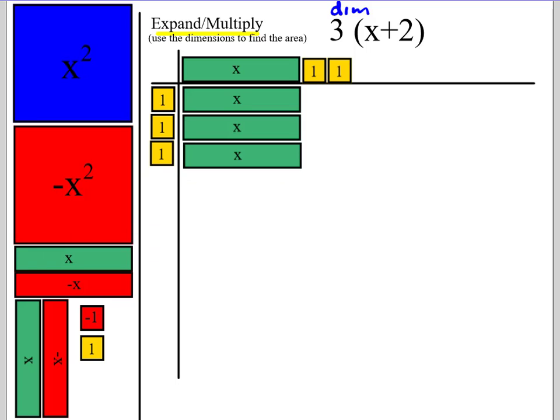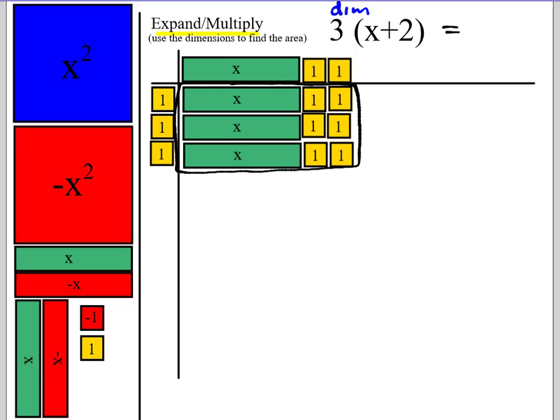And now to fill the remaining spaces, we have 1 times 1, which is a 1. And we fill these in like such. Okay, so now we can look at that. The answer here is the area inside, so everything that's inside those black lines. So the answer here is 3x plus 6.